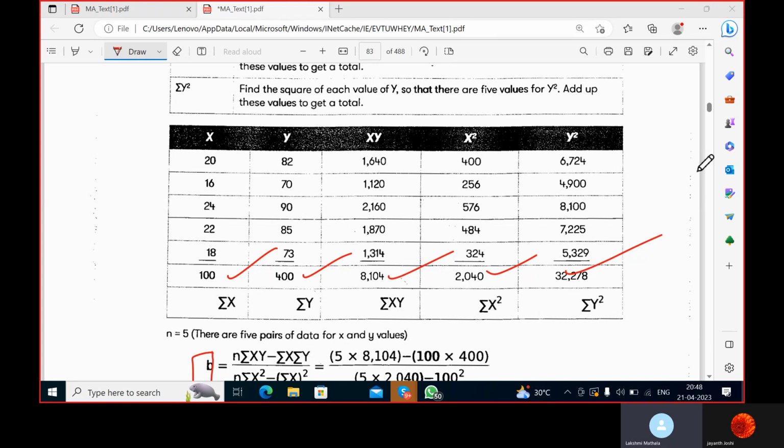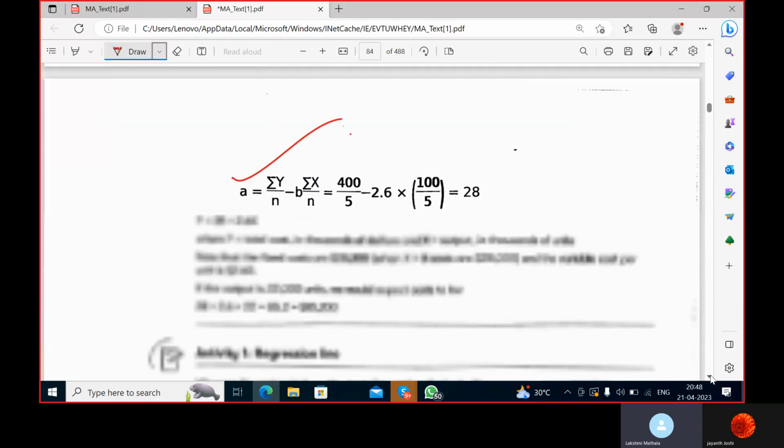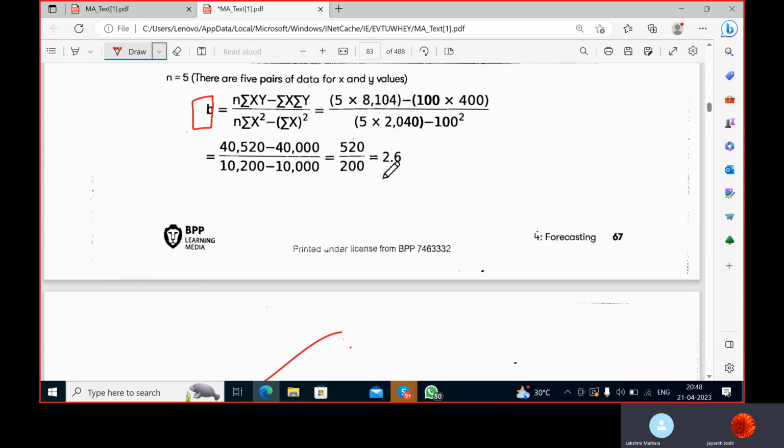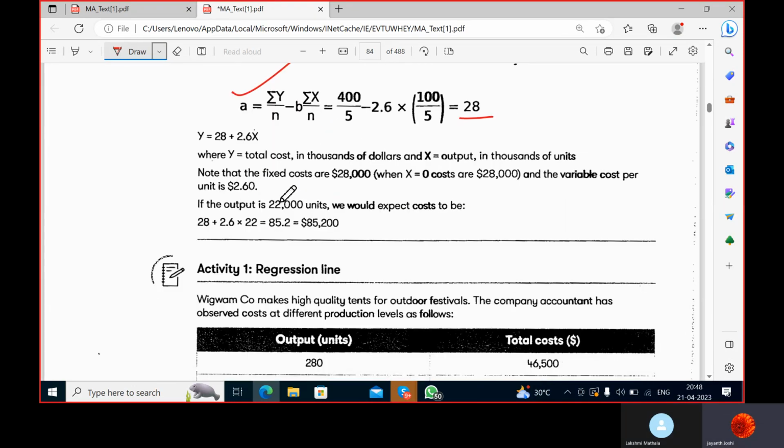I'm getting y is equal to 28 plus 2.6x. See, you got A as 28. Yes, sir. B as 2.6. Yes, sir. Then Y is equal to A plus BX. So Y is what actually? Your total cost. So Y is equal to 28 plus 2.6 into X. What is the X output? They are telling you to take 22,000 units. So I'll take 3 zeros omitted, 22, correct?